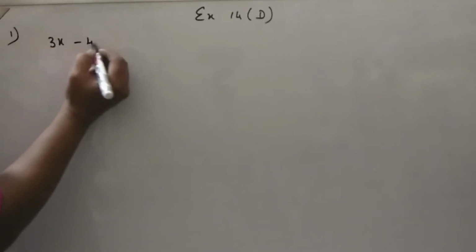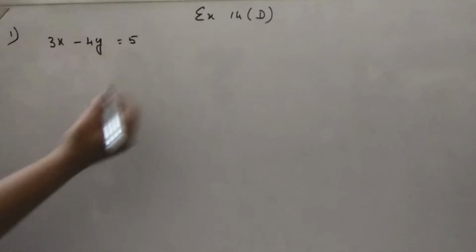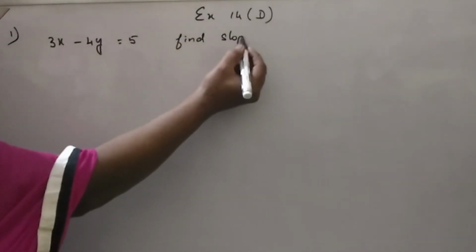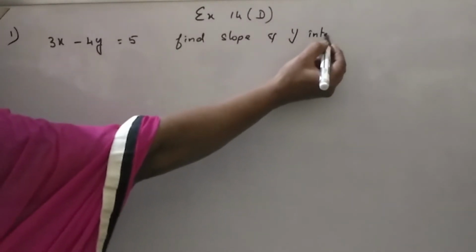3x minus 4y is equal to 5. Find slope and y-intercept.